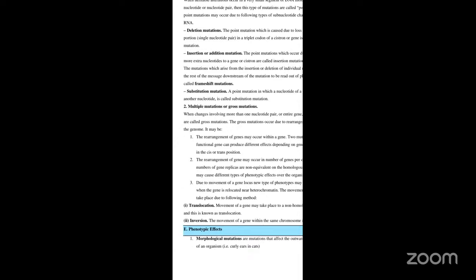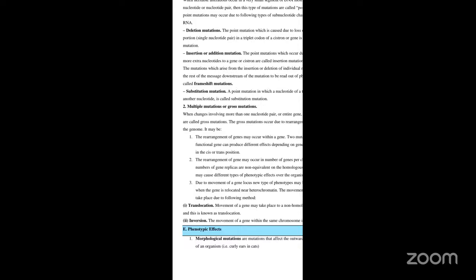Okay. Now again, these are of different types. One is called translocation. Translocation is nothing but the movement of a gene to a non-homologous chromosome. They are of different types: one is translocation and the other one is inversion. Translocation is the movement of a gene to a non-homologous chromosome. Inversion is the movement of a gene within the same chromosome. Okay, so this is about the multiple mutations.